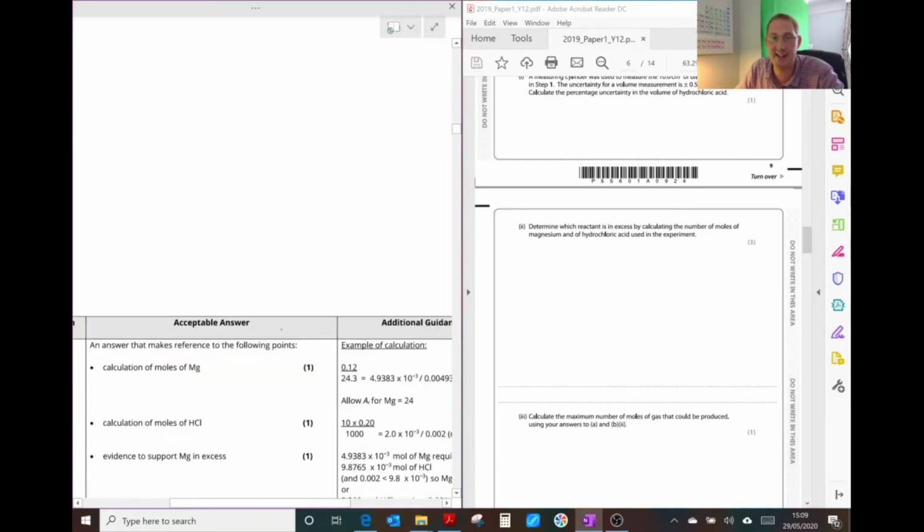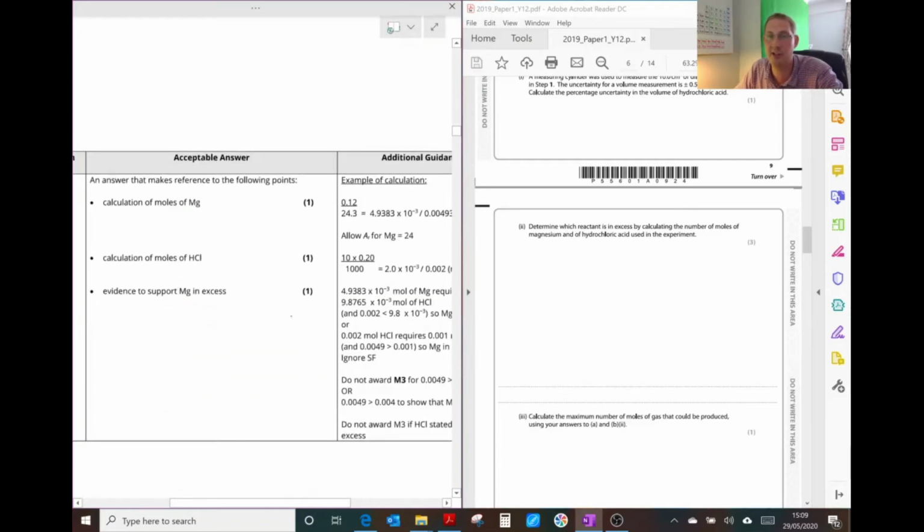Determine which reagent is in excess by calculating the number of moles of magnesium and hydrochloric acid. 3 marks. I think out of all those I marked, there were only 2 or 3 people who got all 3 marks. Most people were fine calculating the moles of magnesium and the moles of hydrochloric acid, but they either weren't clear on the 2-to-1 ratio, or in most cases they got it the wrong way round. So, moles of magnesium here, 1 mark. Mass, 0.12 grams. The atomic mass, 24, so that's 0.005 moles.